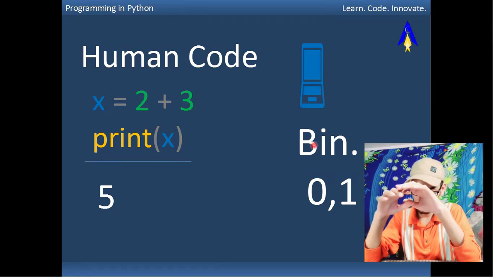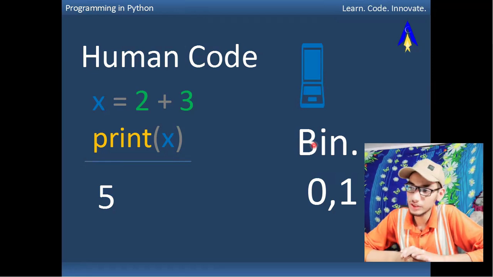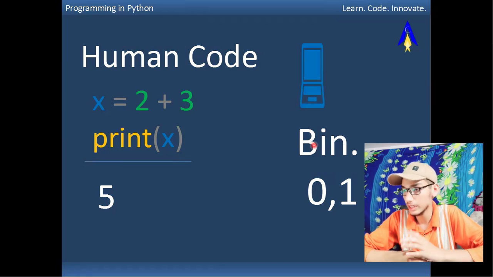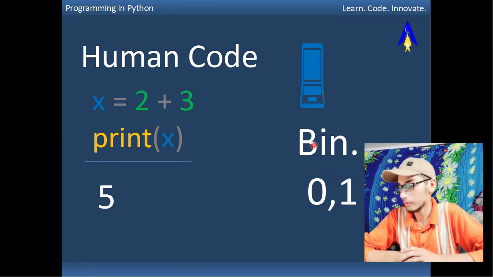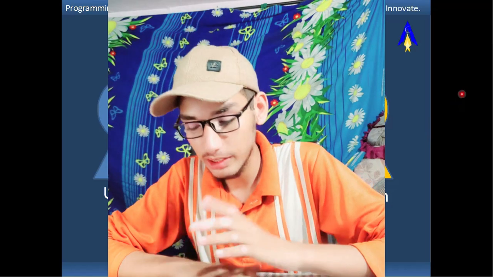So the question arises: how can a computer understand our human code, which is only understandable for us? As the name suggests, human code is understandable for humans, while the computer operates on zeros and ones. So there must be a way in which the computer understands our human code while it only understands zeros and ones. Let's take a real-world, practical analogy.